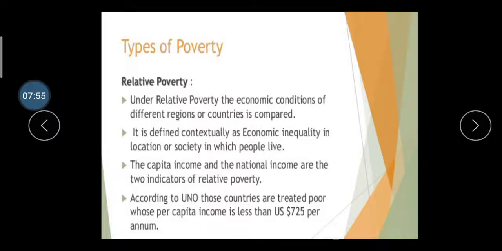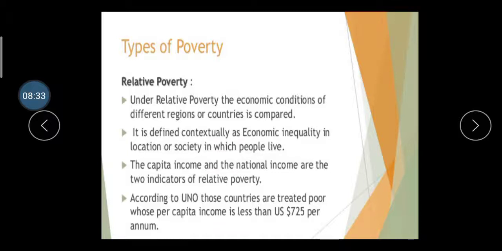Then in country comparison, take the example of India and America. America is richer than India, right. And if you compare India with Afghanistan, then India is a much richer country than Afghanistan. Okay, so here you can compare two classes, and relative poor according to the classes. So it is defined contextually, as economic inequality in the location or society in which the people live.